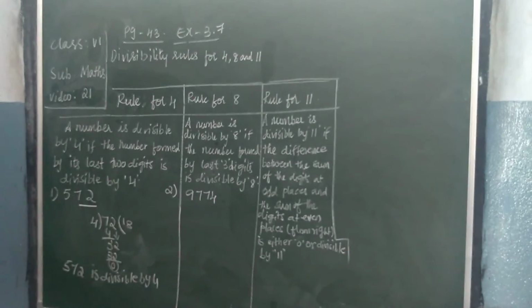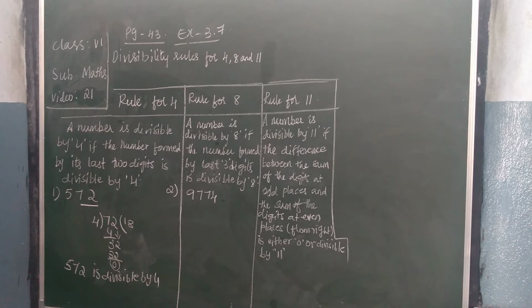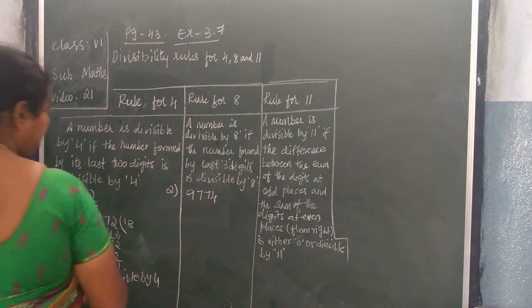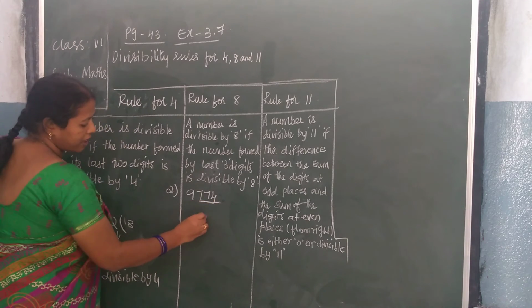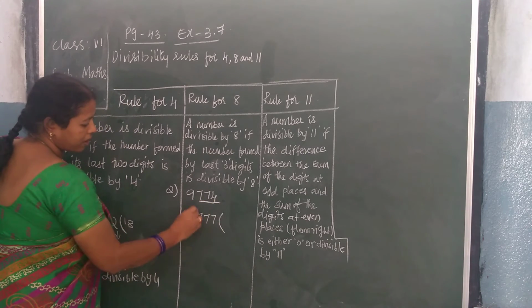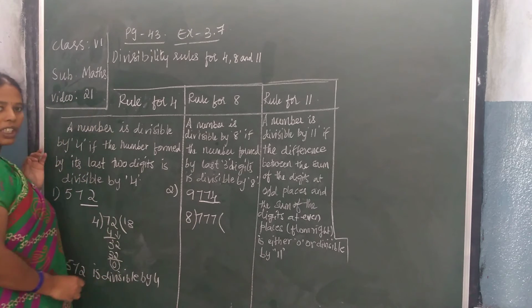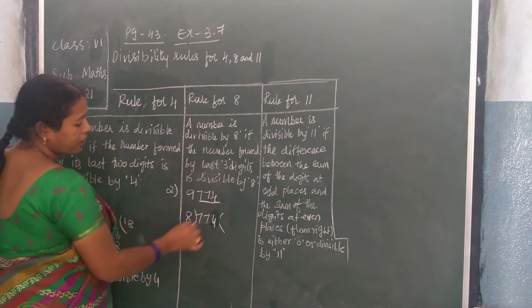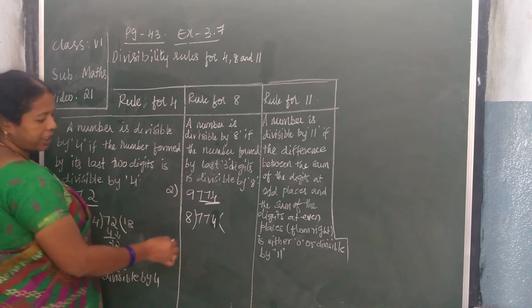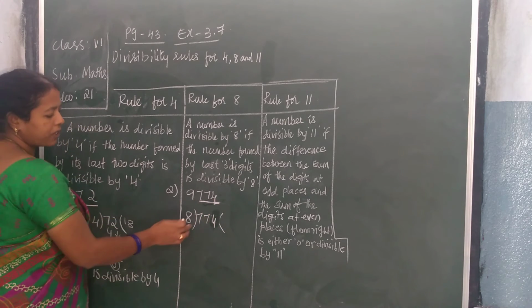Now the rule for 8 I will show for you. Then I will show the rule for 11 also. Now, what is the rule for 8? The last 3 digits you have to take, children. The last 3 digits. Okay, 9774. With 8 you have to check 9774. You have to take the last 3 digits and divide it by 8.